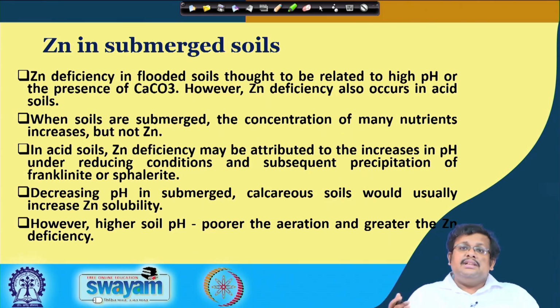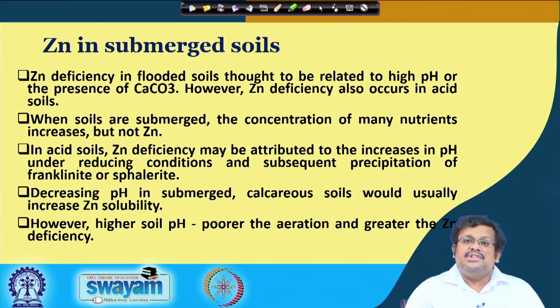However, in case of zinc, we cannot see this. Now, in acid soil, zinc deficiency may be attributed to the increase in pH under reducing condition and subsequent precipitation of franklinite or sphalerite. Decreasing the pH in submerged calcareous soil would usually increase zinc solubility. However, the higher the soil pH, the poorer the aeration and the greater the zinc deficiency. So, you can see both in highly alkaline soil as well as in acid soil, zinc deficiency occurs as a result of submergence.